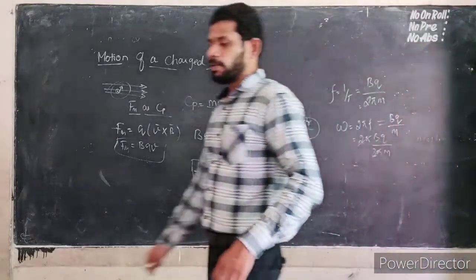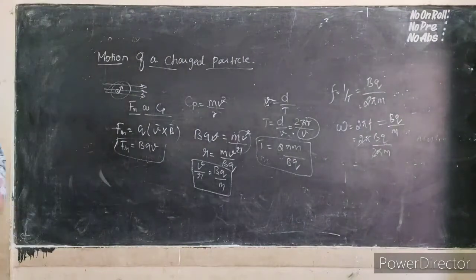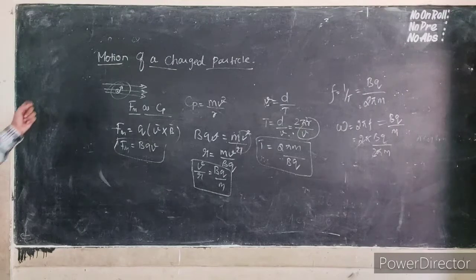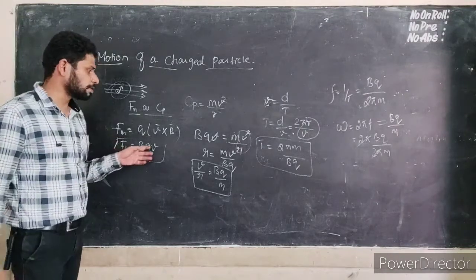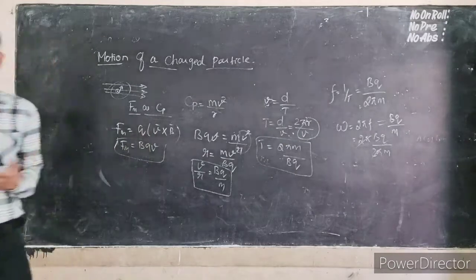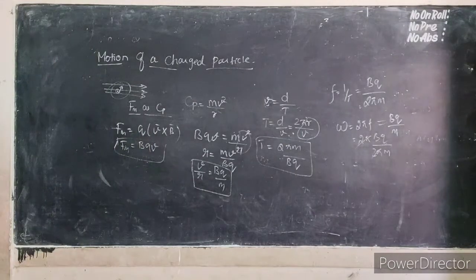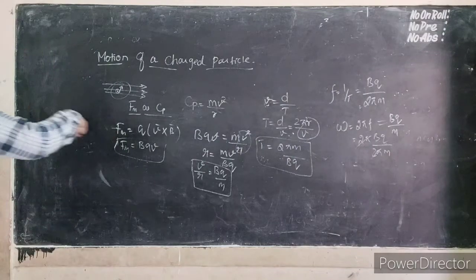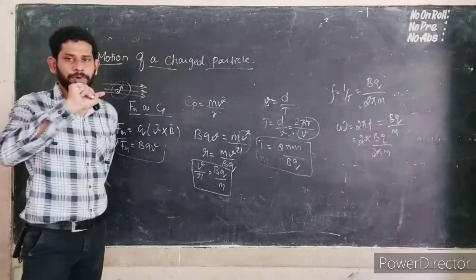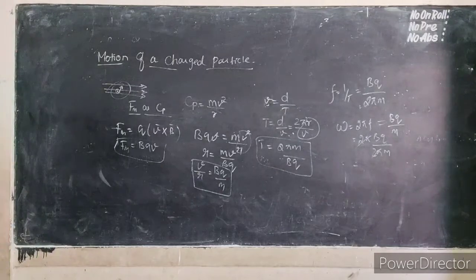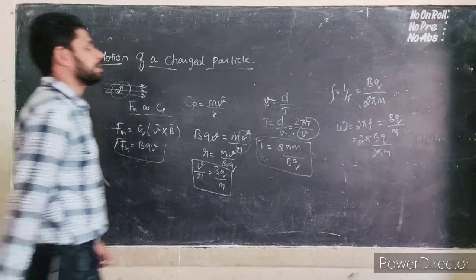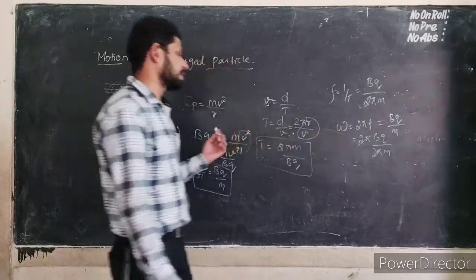When a charged particle moves in a uniform magnetic field, the particle in circular motion experiences the magnetic force and also the centripetal force. So the Lorentz force acts as the centripetal force for the particle to execute that circular motion. This frequency is called the gyro frequency or cyclotron frequency.